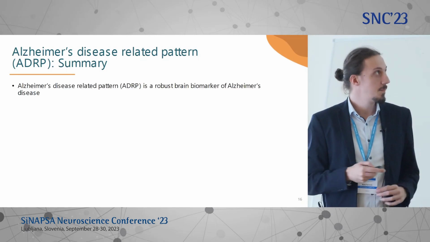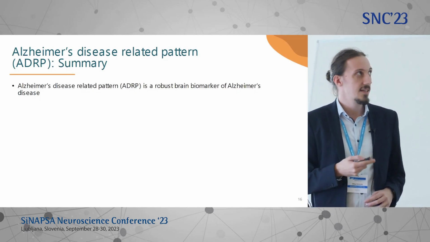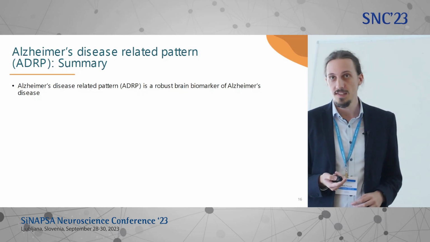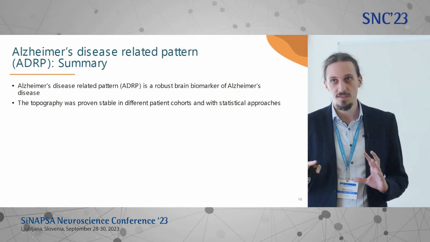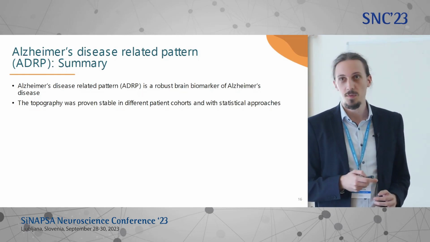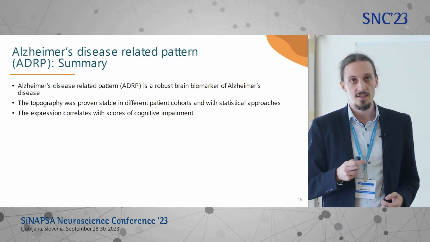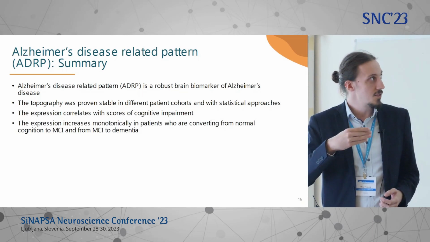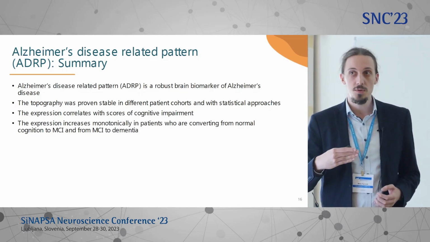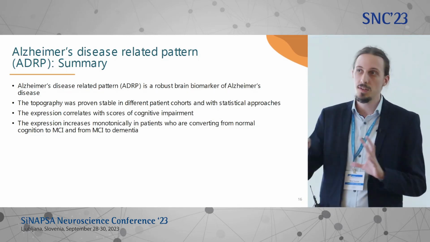So to sum up the first part of my talk, I have shown that ADRP is a robust brain biomarker of Alzheimer's disease. The topography was proven stable both in different patient cohorts and with different statistical approaches. The expression correlates not just with cognitive impairment, but also increases monotonically in patients who are converting. I've shown the part of the data converting from MCI to dementia.